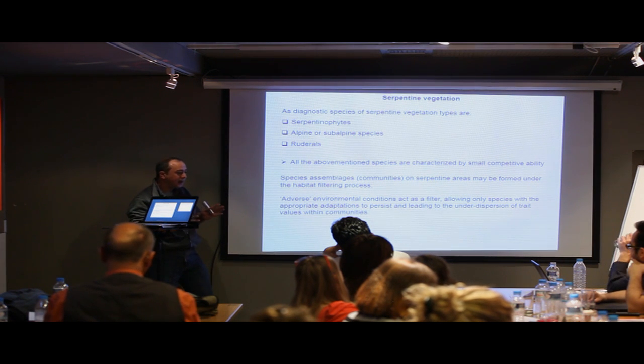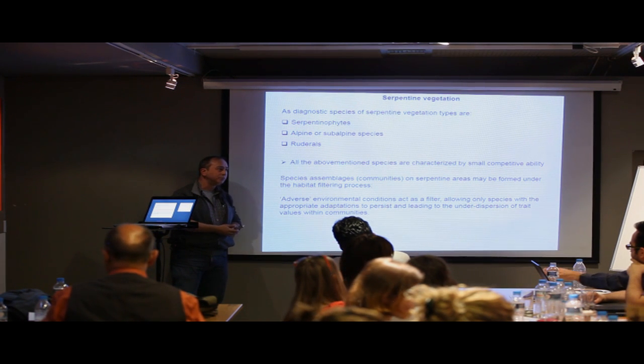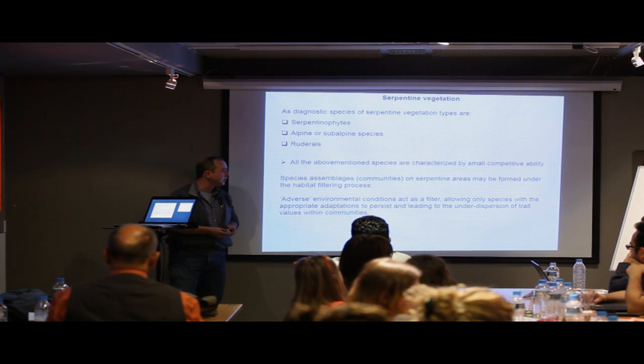In serpentine, I can hypothesize that species assemblages are formed under the habitat filtering process. And what is this process? It is that adverse environmental conditions act as a filter, allowing only species with appropriate adaptations to persist and leading in the communities to under-dispersion of trait values. That means that all the plants found in the communities on serpentine soils are expected to have a very narrow list of traits, the traits that make them able to survive in such a harsh environment.